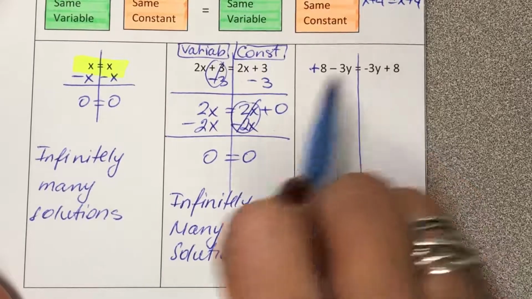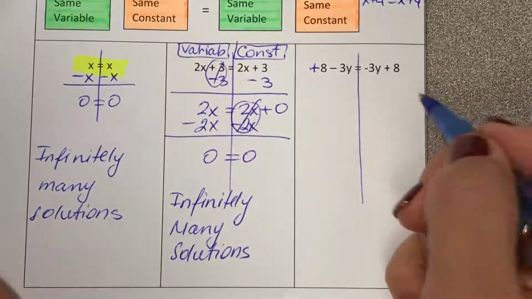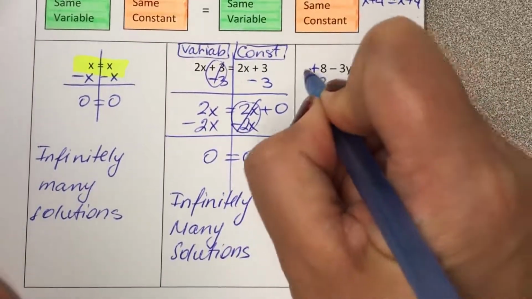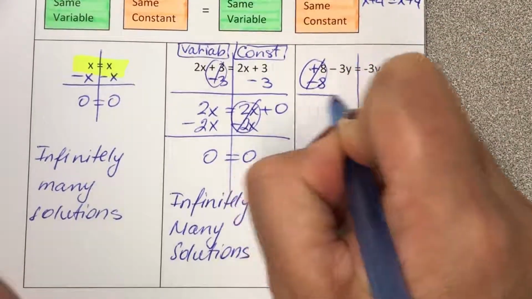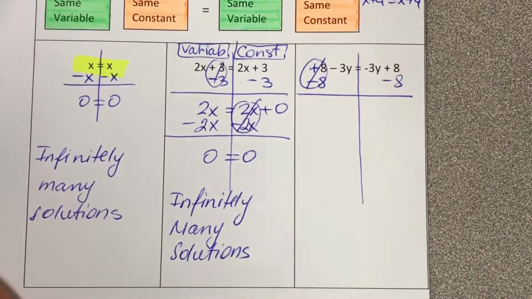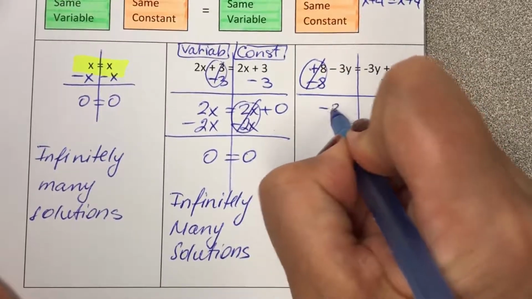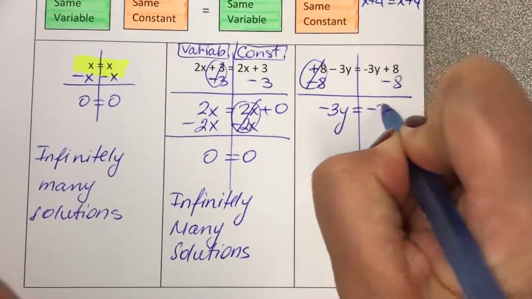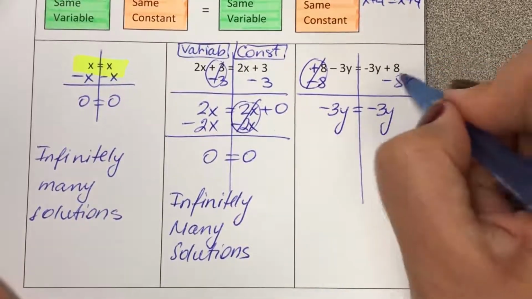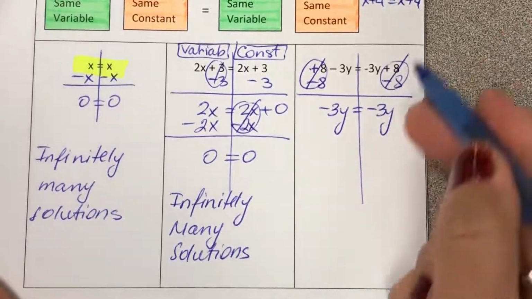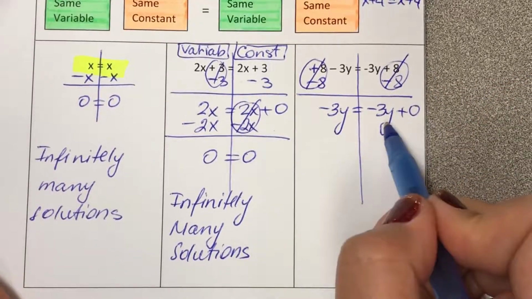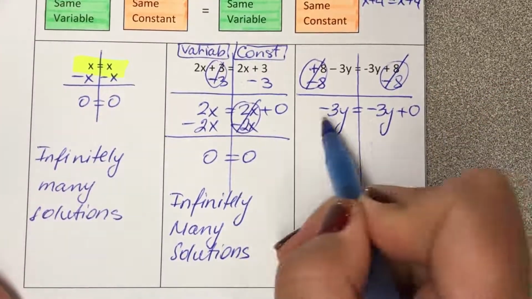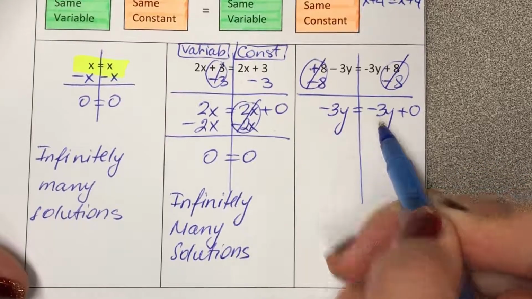They're exact same. If I solve it, I would remove the 8 from this side, let's say, and I have to do the same operation on the other side. So subtract 8 from both sides. Bring down the negative 3y, and here will be negative 3y. Now plus 0, because it is negative 8 plus 8. Negative 3y and negative 3y are identical on both sides of the equation.